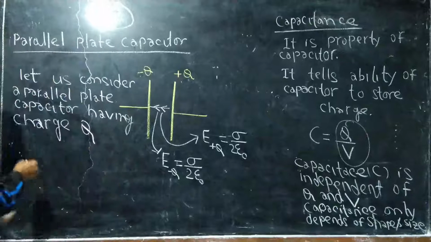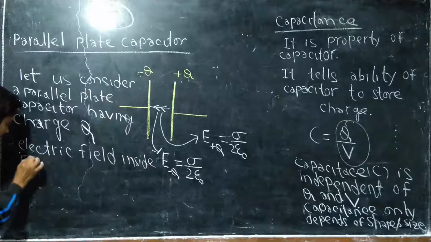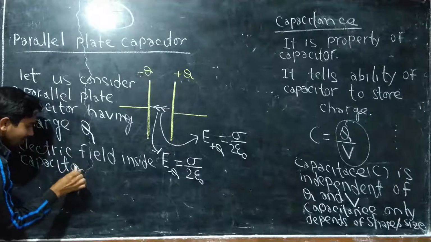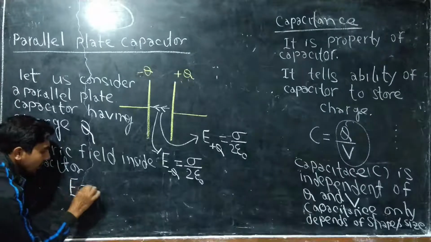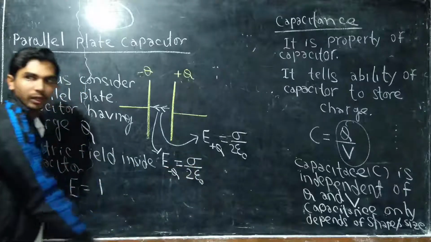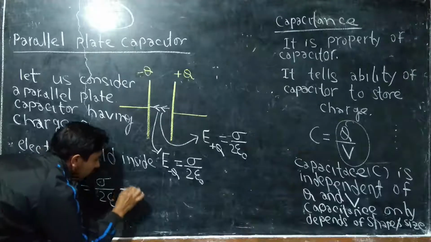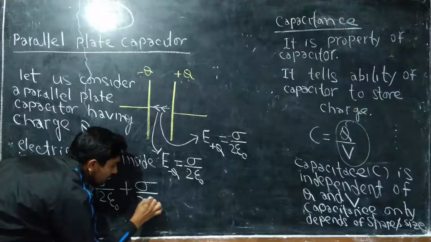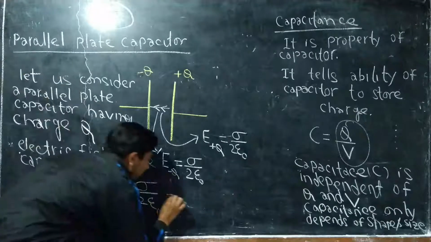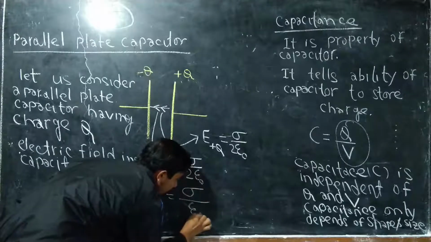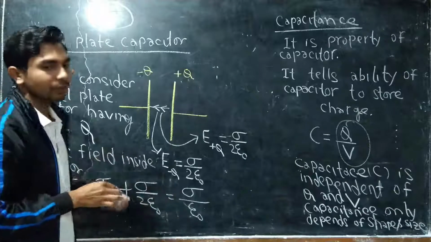So now we can write the electric field inside the capacitor. Electric field inside the capacitor is suppose E, and this is the summation of these two. And this value is how much? Sigma by 2 epsilon 0 plus sigma by 2 epsilon 0. After adding, you are going to get sigma by epsilon 0. So this is the electric field inside the capacitor, right? Inside the capacitor, this much electric field is present.